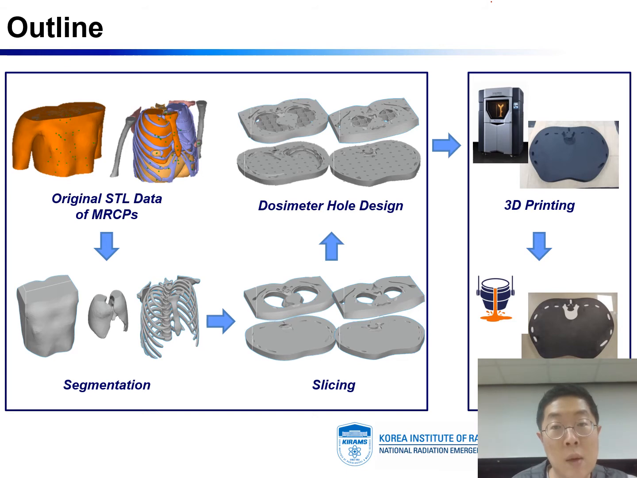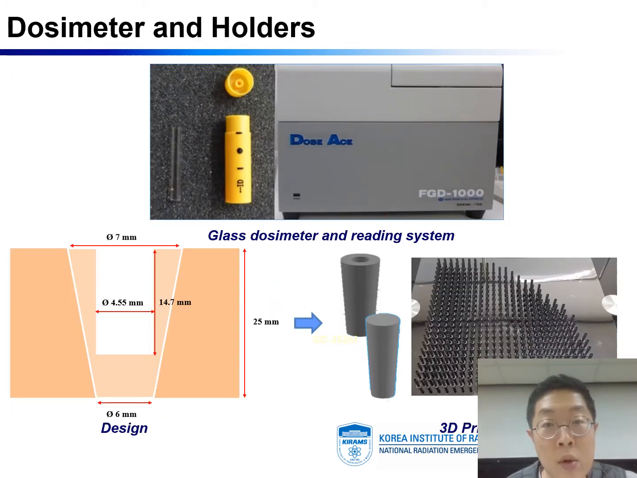Here is the outline. The left blue box describes the software element and the right box describes the hardware element. The original STL data, a kind of design extracted from the MRCPs, was used as the design, and segmentation was conducted, and then it was sliced, and dosimeter holes were designed in a grid pattern. Then the slices were 3D printed, and the bone material was poured into the cavity of the 3D printed output. Dosimeter holes in grid patterns were made, and holders were printed so that the dosimeters can be inserted in order to measure the absorbed dose to tissues or organs.